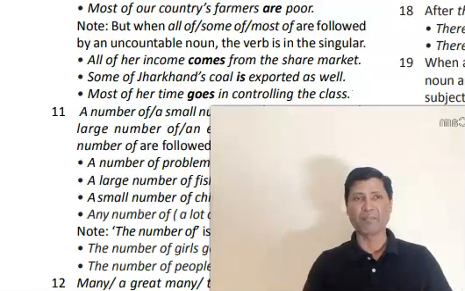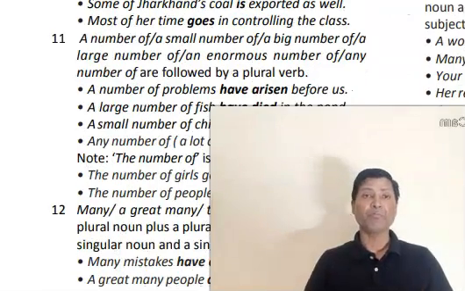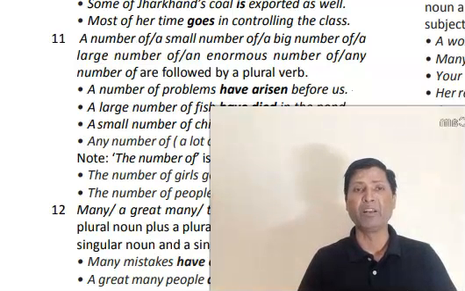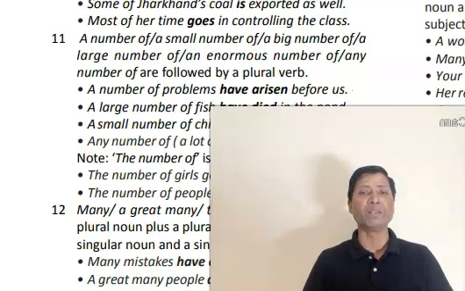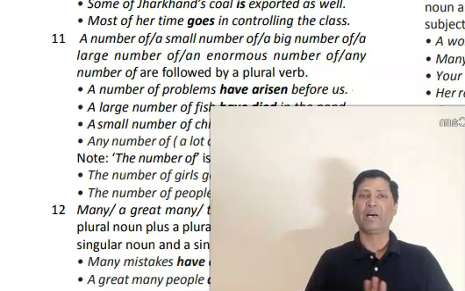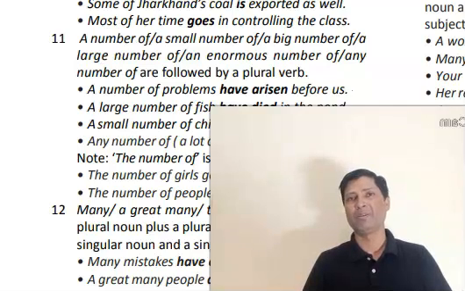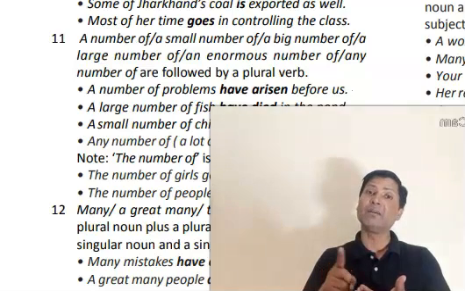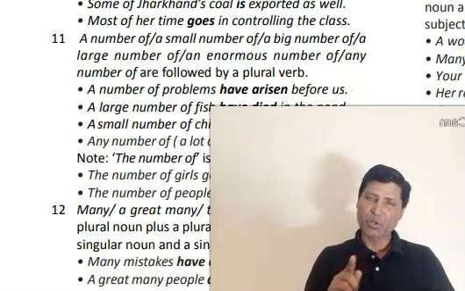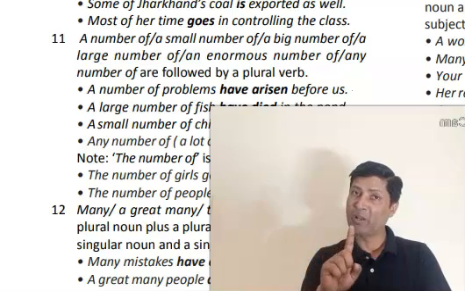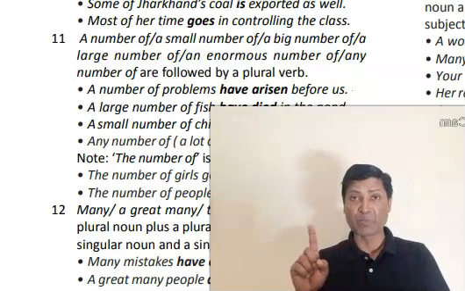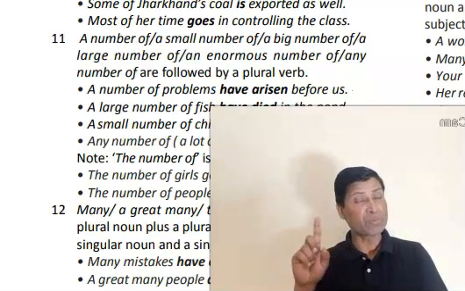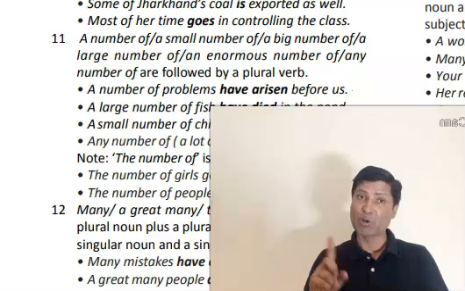It has to be kept in mind. Number 11. A number of, a small number of, a big number of, a large number of, an enormous number of, any number of are followed by a plural verb. But an interesting thing to be kept in mind: if you replace a with the, you are saying a number of, which is always plural, and the number of is always singular. Remember, a number of is always plural and the number of is always singular.